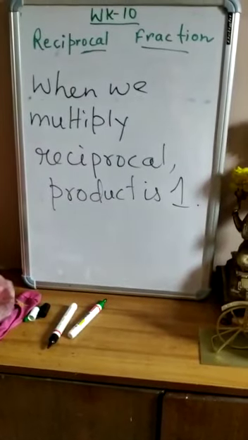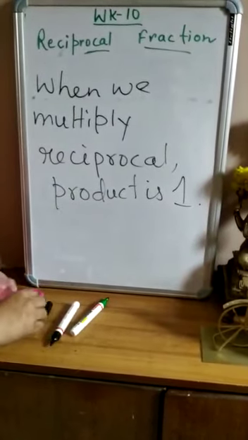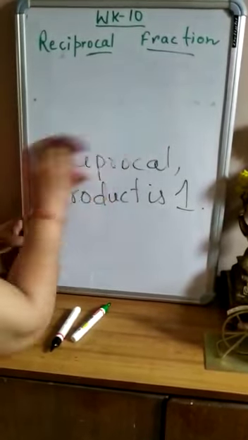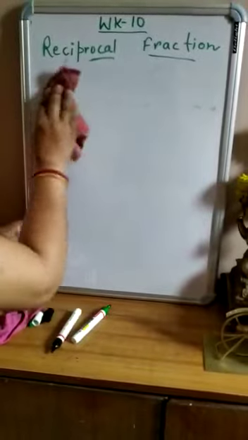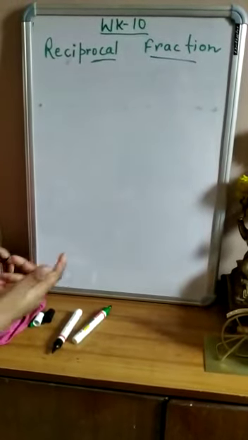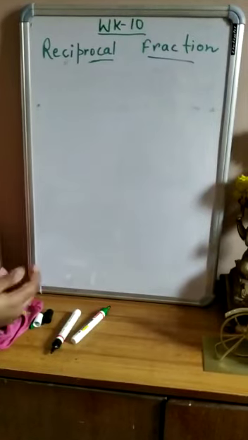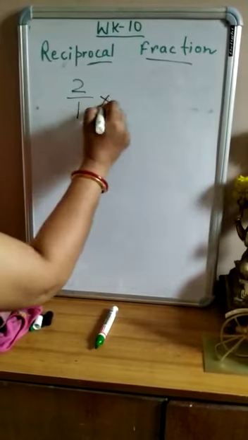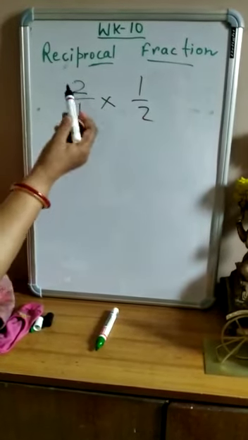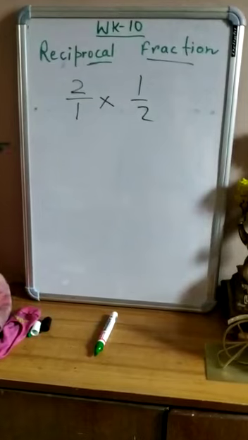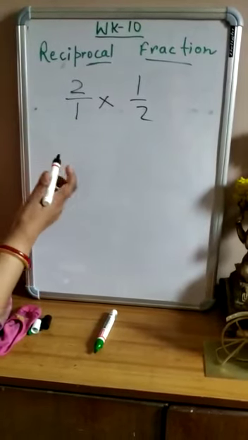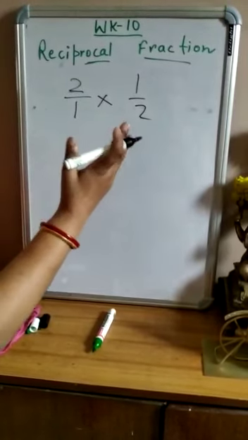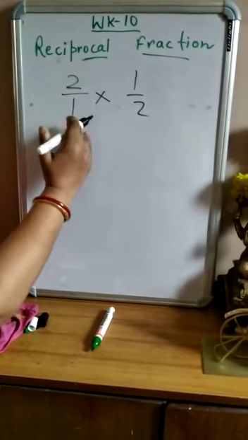Now I am using the term reciprocal. Here I have shown you that 2 by 1 is multiplied by 1 by 2, and I have told you that these two are reciprocal to each other. Now the question is, what is reciprocal? In order to get the reciprocal of a given fraction, we interchange the numerator and denominator.